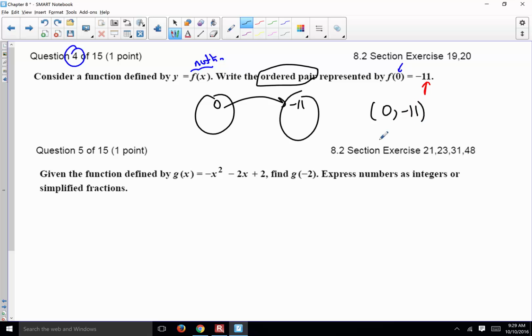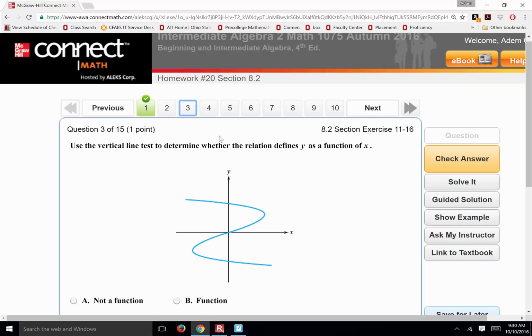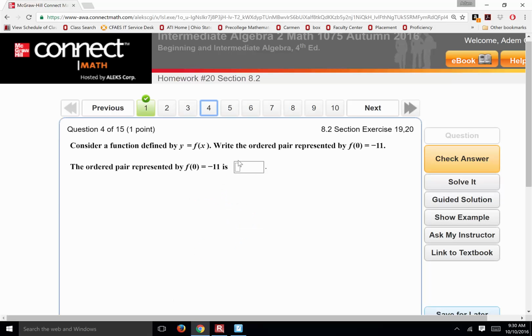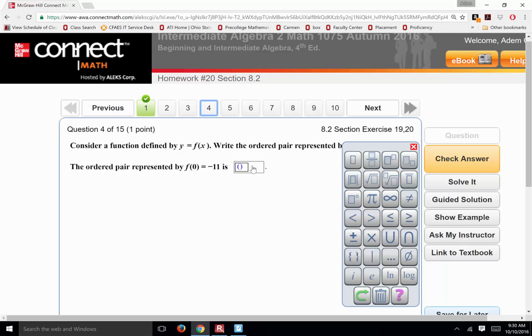Yeah, this is just a quick check whether you understood the meaning of entering 0 and comparing this. 0, -11. That's it. That's all you need to make here. Well, you're gonna do something more in the next one though. This means 0, -11.